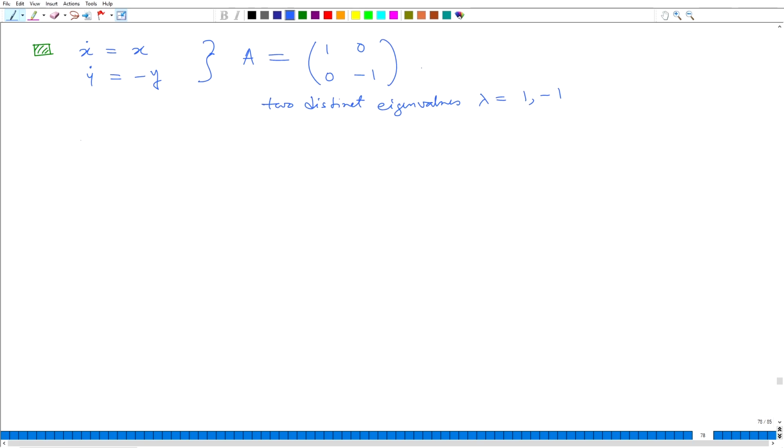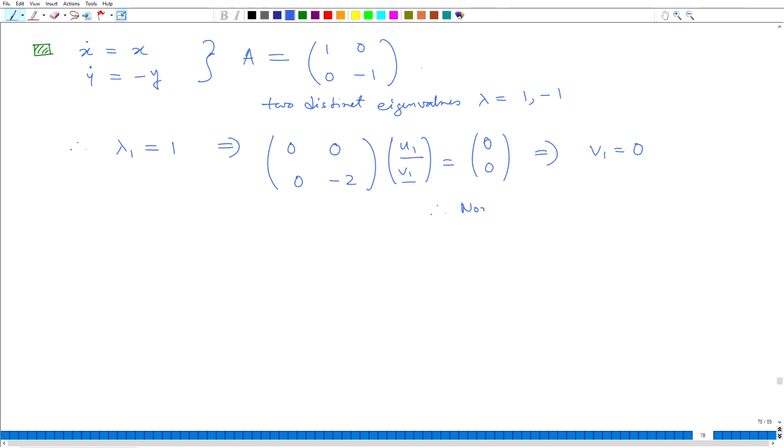So, for lambda 1 equal to 1, we have 0 0, 0 minus 2, times u1 v1 is equal to 0 0, from which you can show that v1 will be equal to 0. So, I can have an eigenvector where u1 can have any arbitrary value, but v1 should be 0. I can just take the normalized one. So, normalized v will be equal to 1 0.